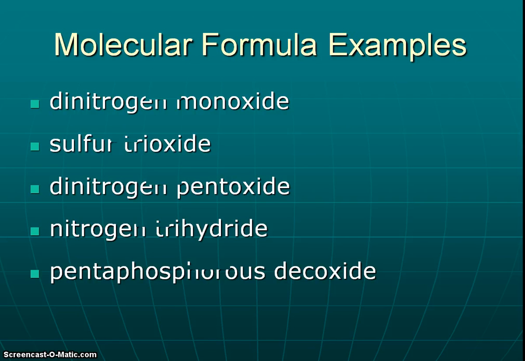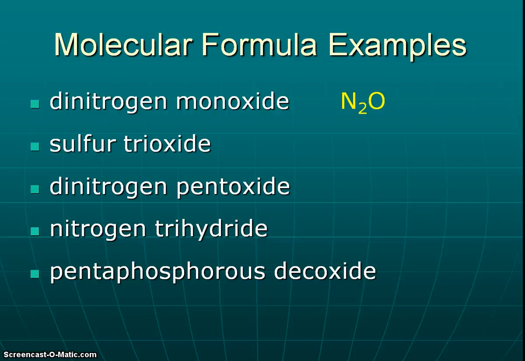So here's some examples. It says dinitrogen. The di means 2, nitrogen means N. So you're going to put N2. And mono means 1, so you just have 1 oxygen. So it becomes N2O. Notice I didn't cross charges or do any of that stuff. You just, whatever the prefix is, you write that number.